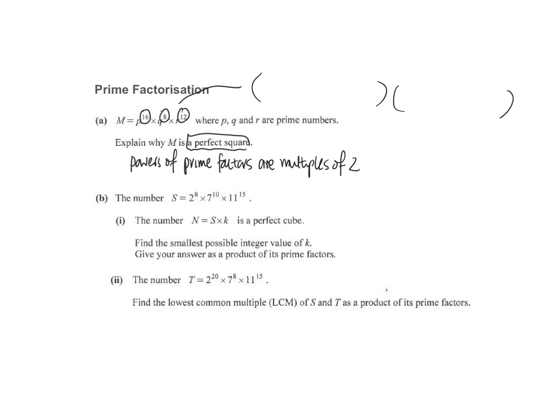Perfect cube means 3 equal groups. In total, there's already 3. Then each one gets 1. So the power must be multiples of 3, divisible by 3 different groups. Then there is a perfect cube.